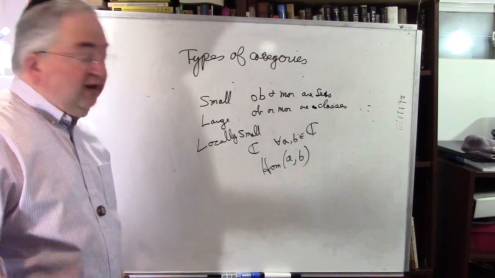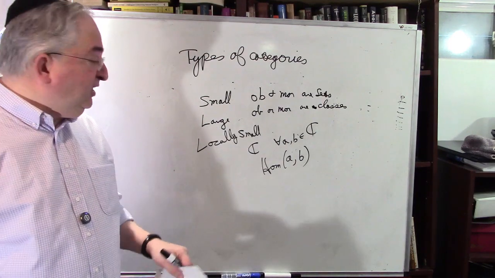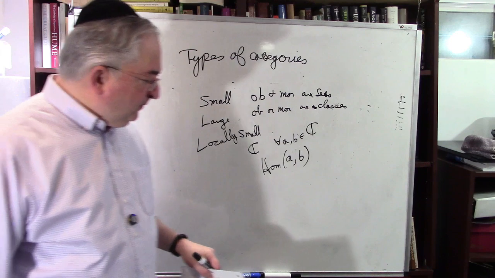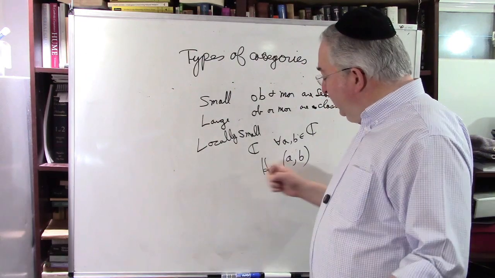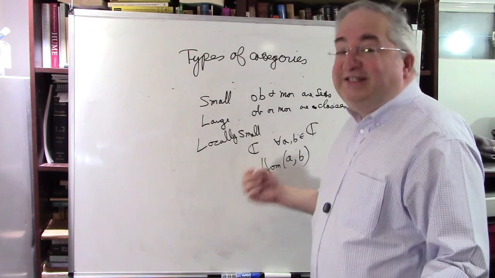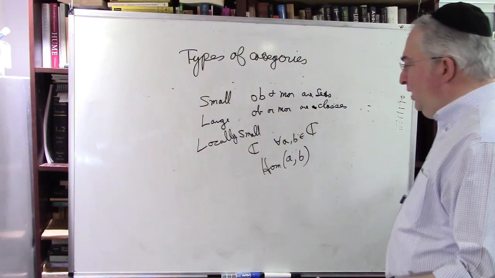So most of the examples that we have are like that. So for example, the category of Set. The collection of all sets is a class. The collection of all functions is a class. But between any two sets, you have a set of morphisms, a Hom-set.